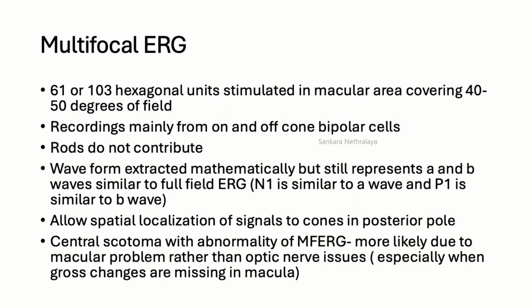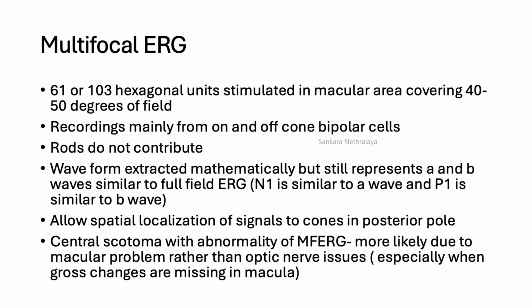You can use 61 or 103 hexagonal units covering either 40 to 50 degree of field, and the recordings are mainly from, again, on and off cone bipolar cells. So this is also primarily a cone function test, not a rod function test. Okay, on and off cone bipolar cells. Rods do not contribute to multifocal ERG. So now you have got for cones, the bright flash, light adapted, 30 Hz, and now multifocal ERG.